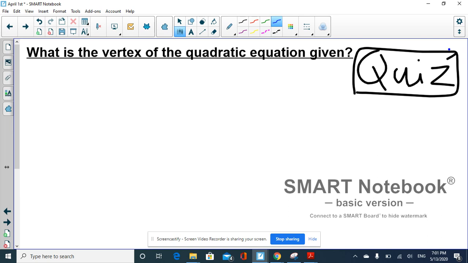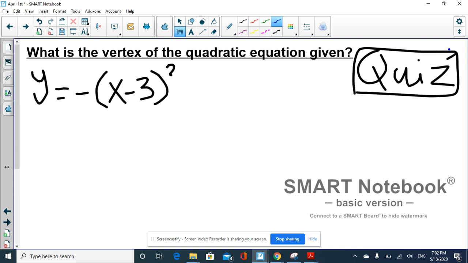Okay. Let's discuss some questions. You may find some like this in your quiz. The first one: what is the vertex of the quadratic equation given? Let me write an equation for you. This equation is y equals negative (x minus 3) squared plus 7. What is the vertex for this quadratic equation?